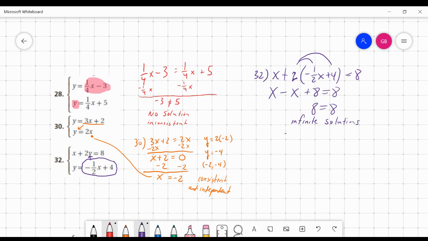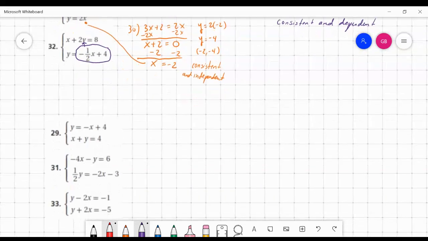Infinite solutions. So this one is consistent and dependent. It's consistent because it has solutions. Dependent because it's infinite.